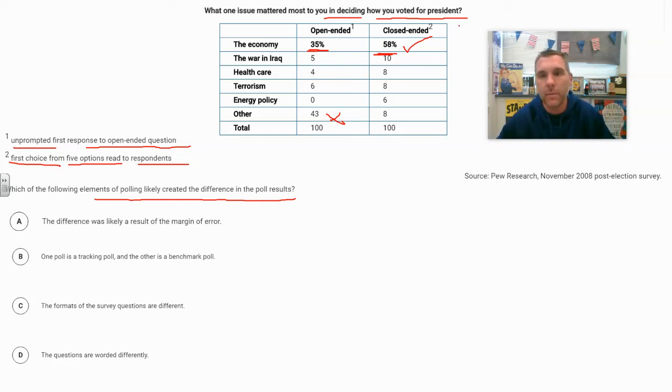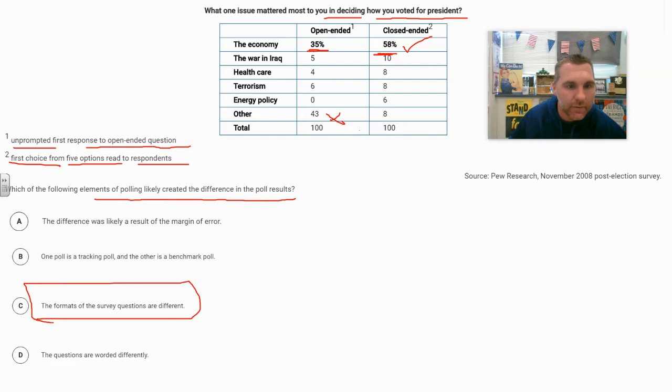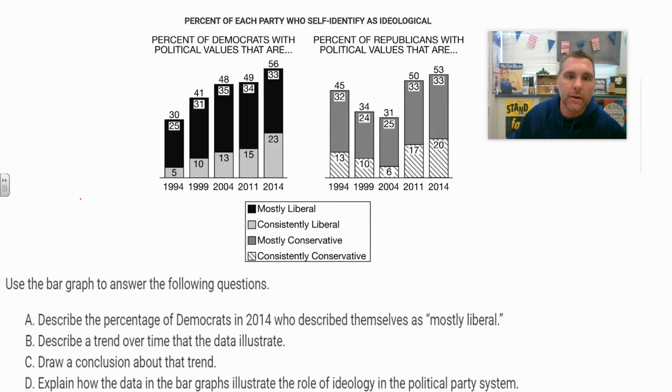Well, this is a great example of not comparing apples to apples. You can't compare these two sets of data. They're asked in a different way, so you're going to get different responses, right? So I would say that answer is going to be C there, right? The formats of the survey questions are different, and that you have one open-ended and one closed-ended. Okay, one more. I like to give you just a lot of sample questions here. It says use the bar graph to answer the questions.